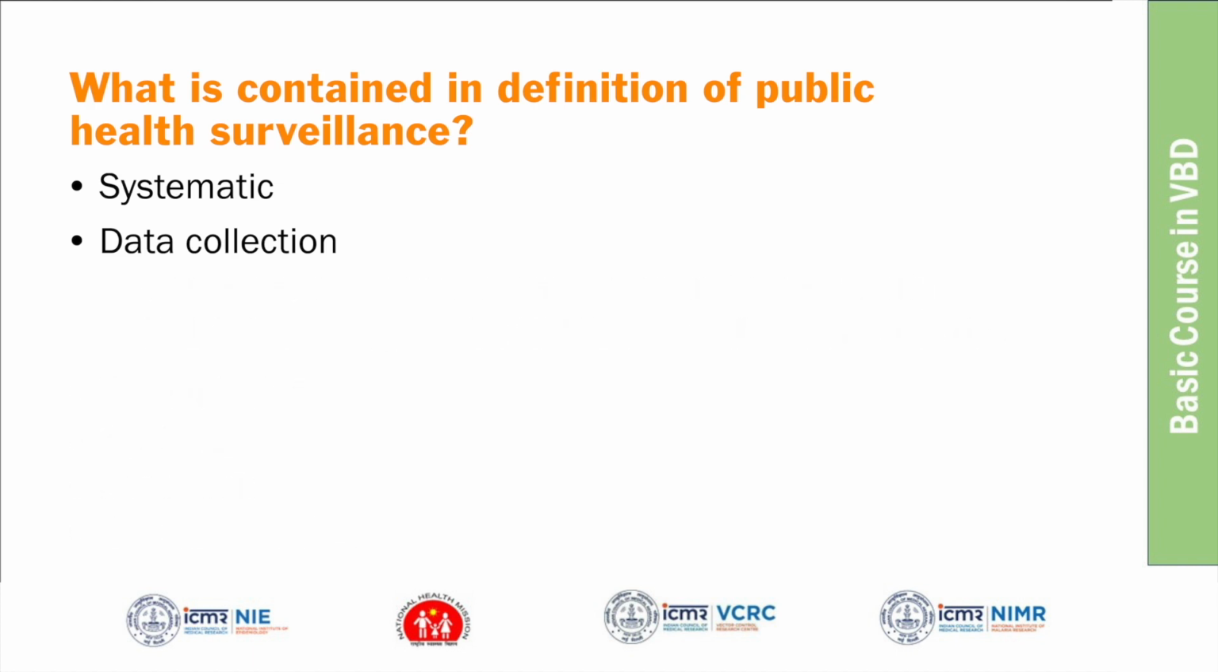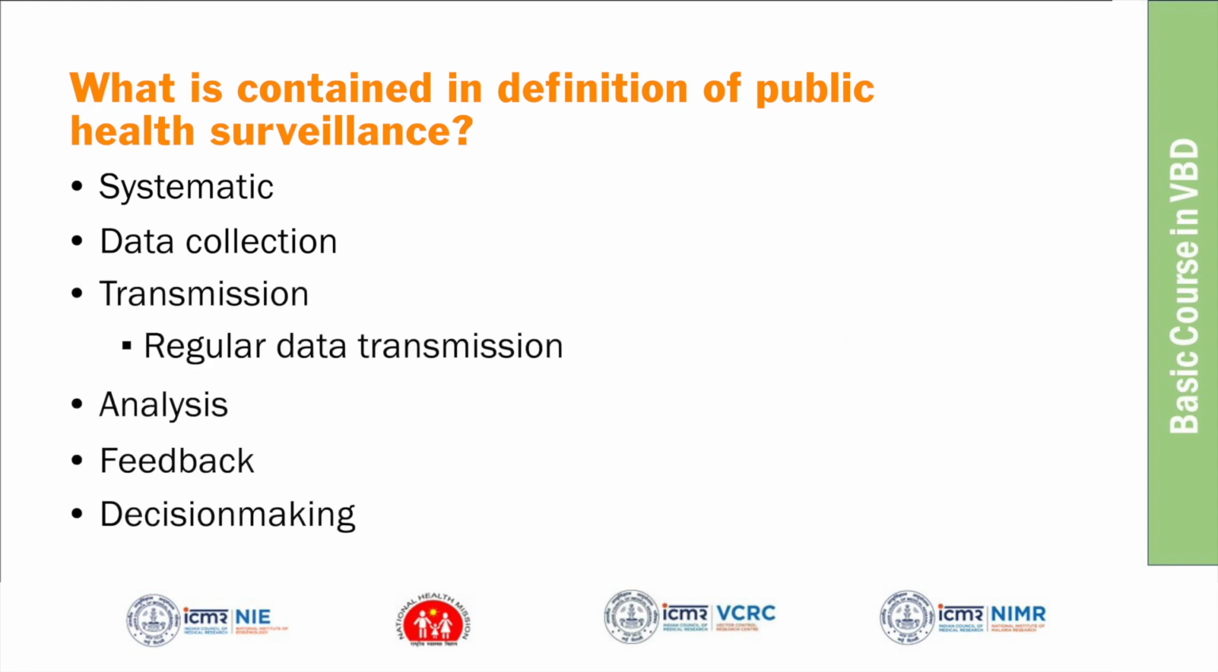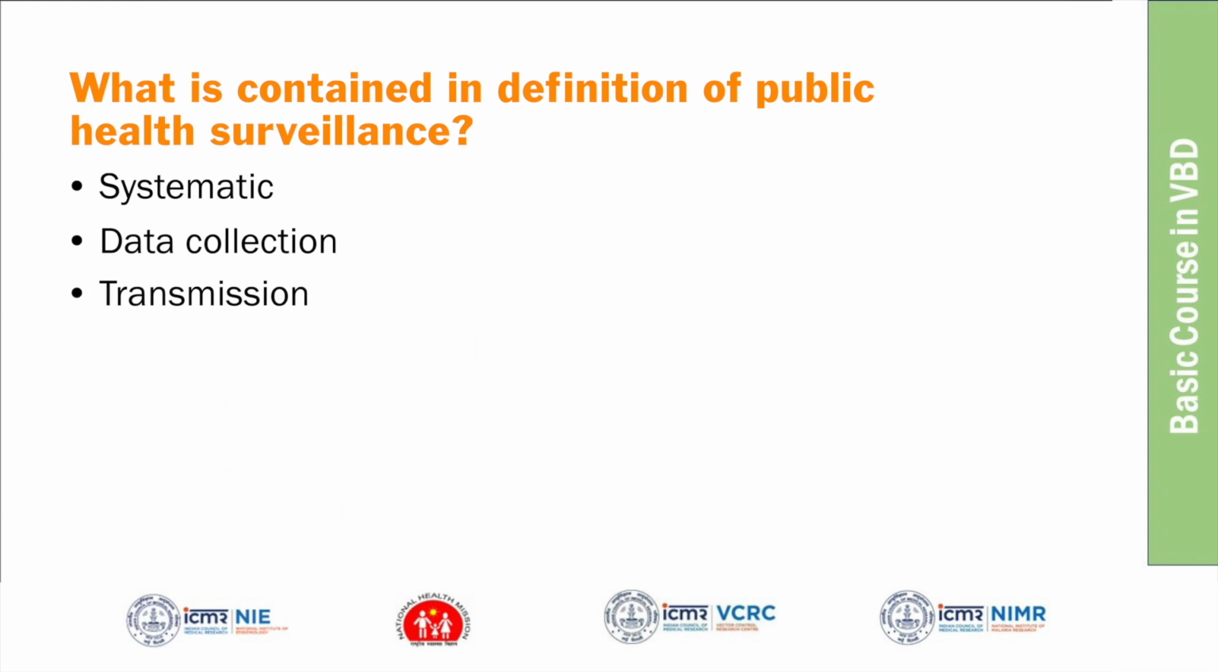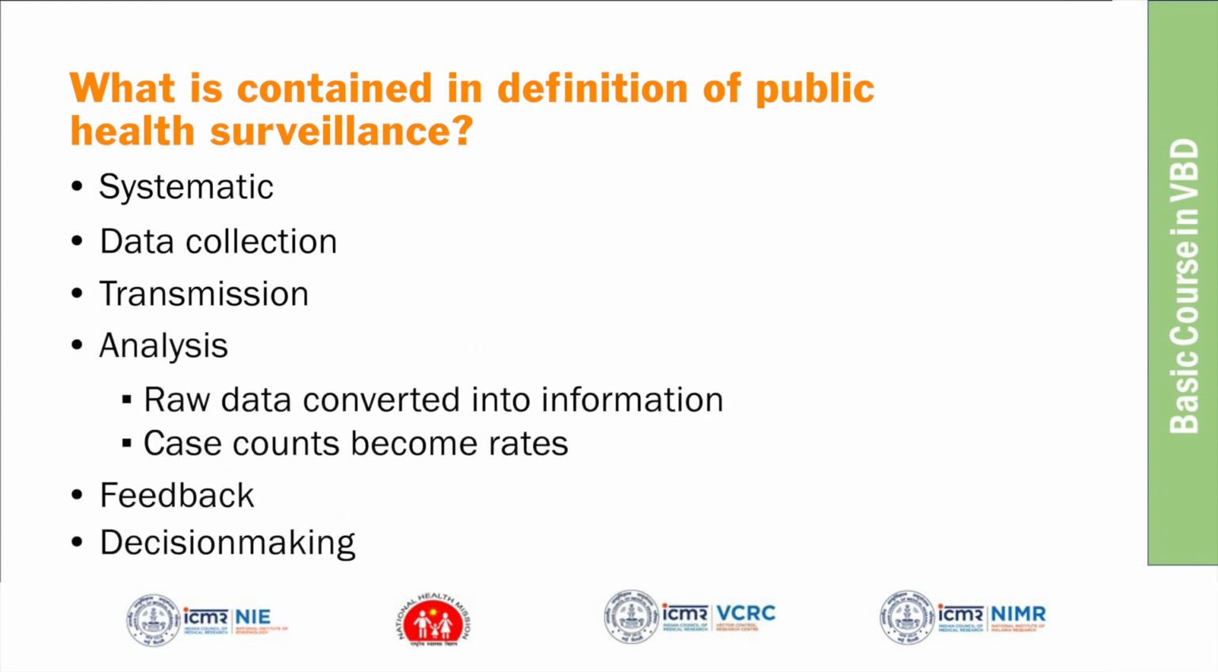The next word is transmission. Once we collect the data, we need to transmit this data regularly. Once the collected data is transmitted, the next step is analysis. Why do we need to do analysis? The analysis helps to convert the raw data into information. Just numbers won't give much information, so we need to convert raw data into meaningful information, useful for decision making.